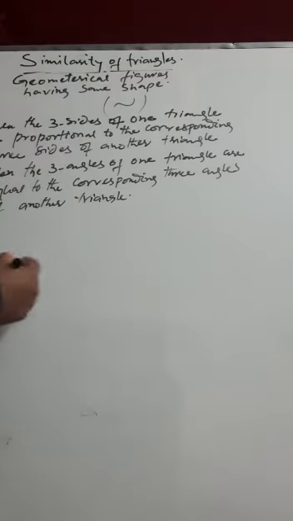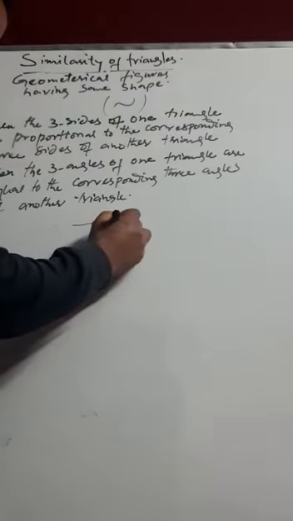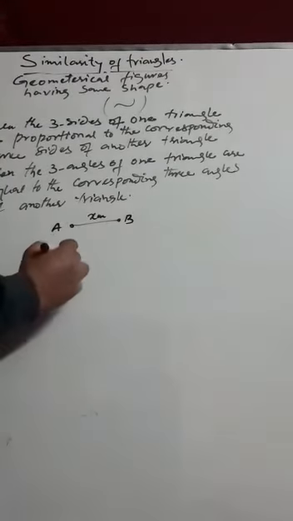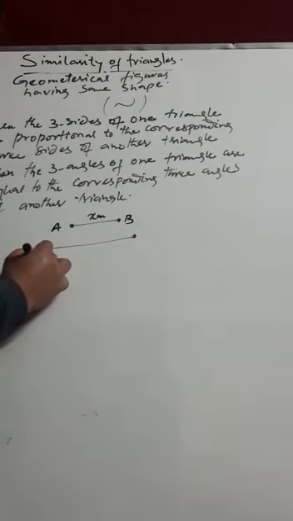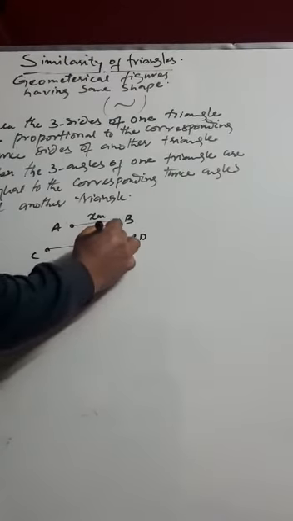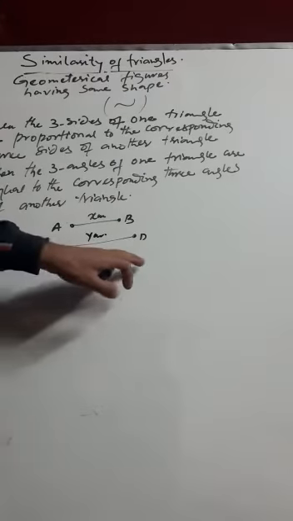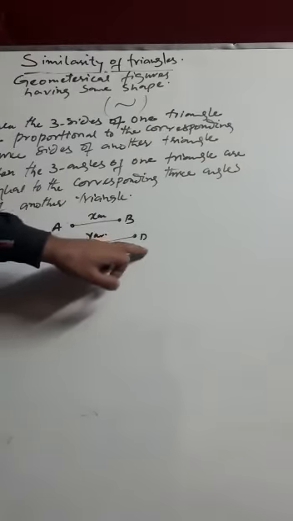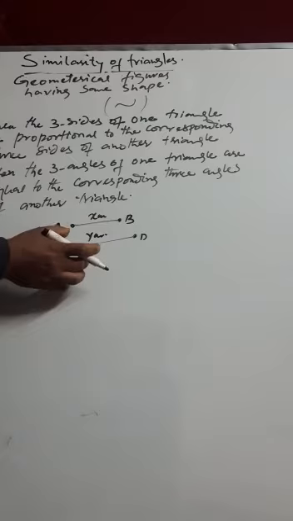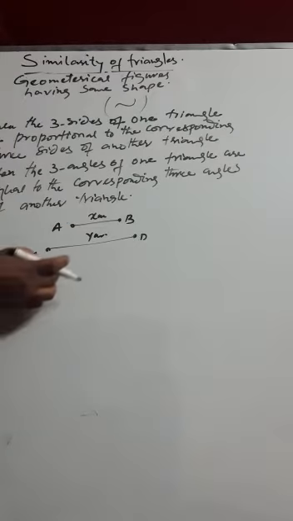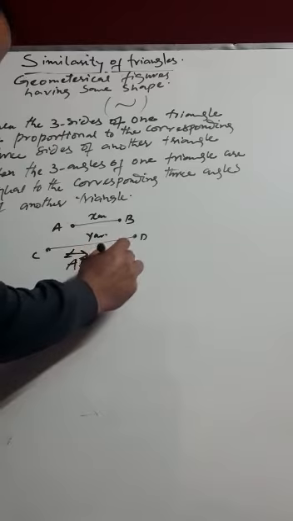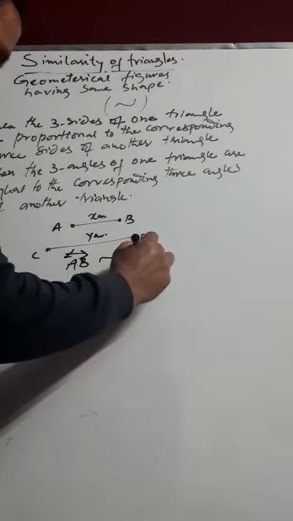Let us have here an example of geometrical figures. If we have line segment AB, and if this is x centimeter, and another line segment CD, and if this is y centimeter, both AB and CD are line segments, but AB has x centimeter length, while CD has y centimeter length. So in terms of length, both line segments vary. In terms of shape, both line segments have the same shape. So we can say line segment AB is similar to line segment CD.